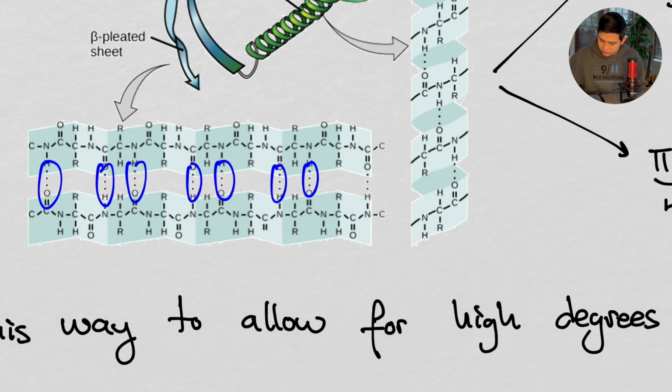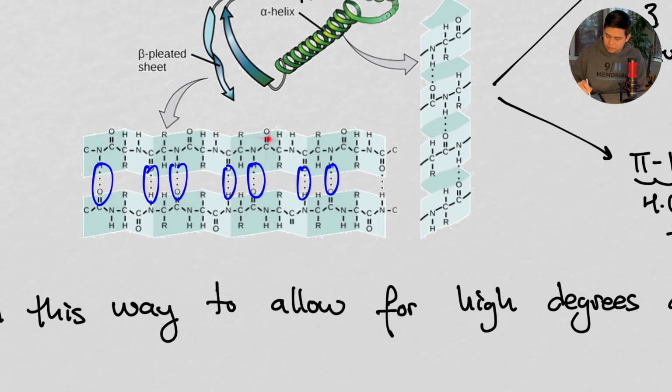These nitrogens have a hydrogen attached to them, so that hydrogen that didn't leave during the dehydration process, right? The hydrogen that did not leave is incorporated into the hydrogen bond here with this double bonded oxygen on the carbon, right? So these beta pleated sheets are linked together via these hydrogen bonds.